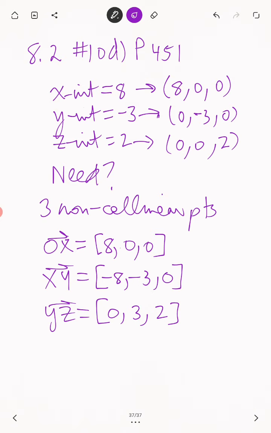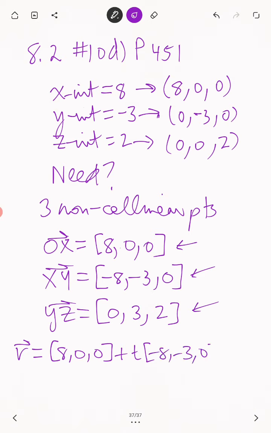So I have my position vector for the plane, I have my two direction vectors. Now I just need to put them into the vector equation of a plane. So starting with my position vector, 8, 0, 0, plus parameter t times my first direction vector, negative 8, negative 3, 0, plus parameter s times my second direction vector, 0, 3, 2. And so that is one possibility for the vector equation of this plane.